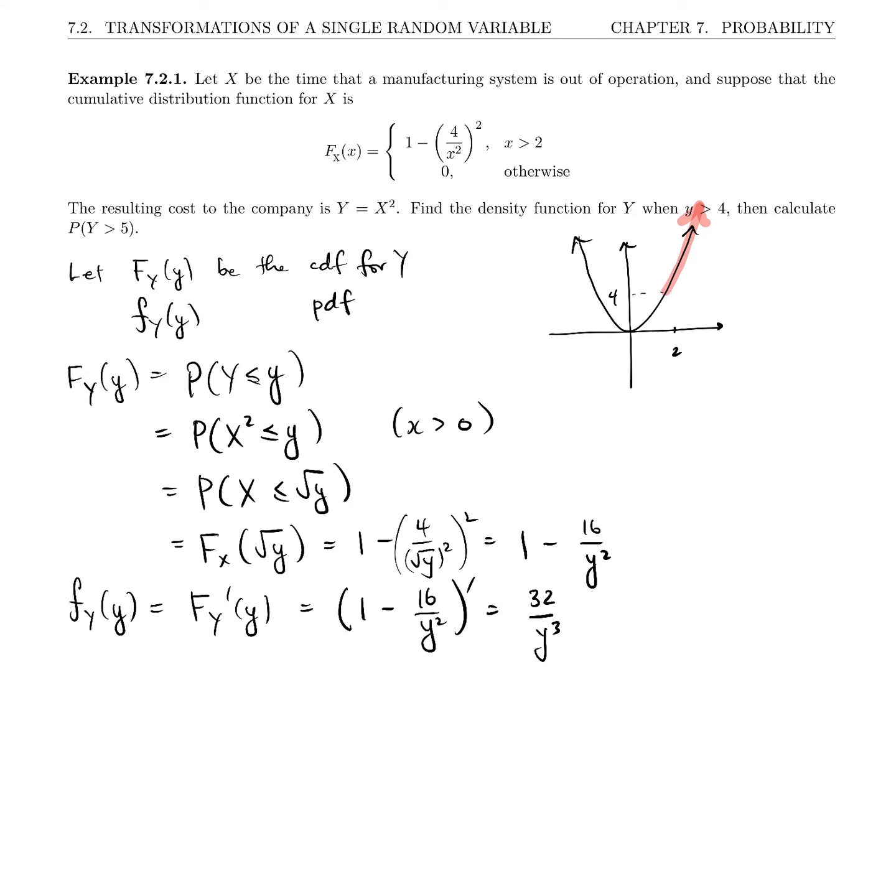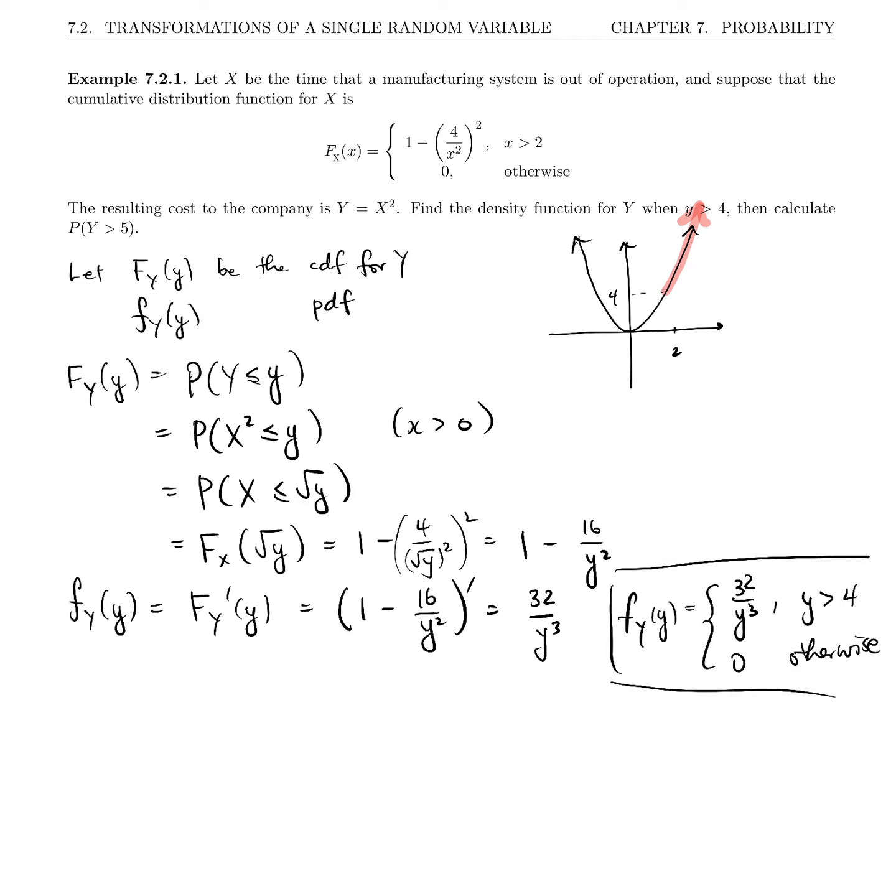There is the density. Now that, however, is not a complete answer because we haven't given the support. We haven't given the values of y for which this is valid. So a full and complete answer is f sub Y of y is 32 over y cubed when y is greater than 4 and 0 otherwise. So there is the full and complete answer for the density function.